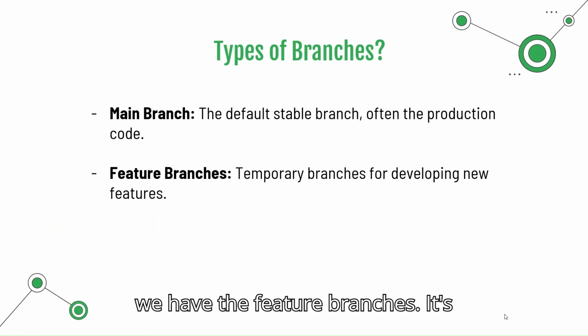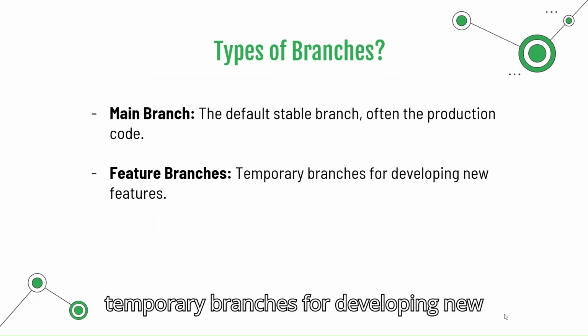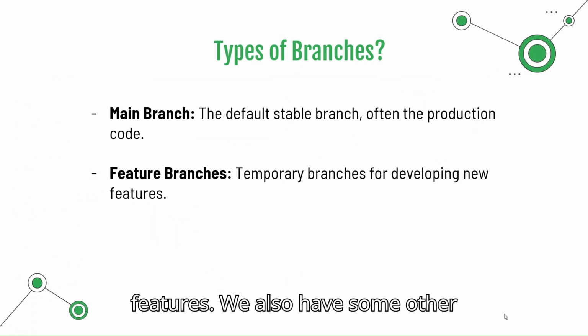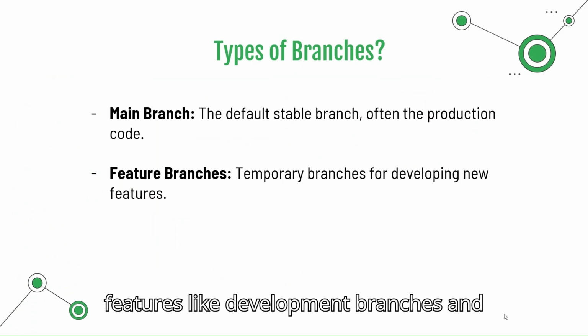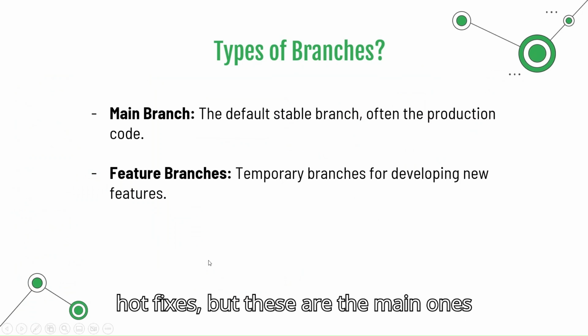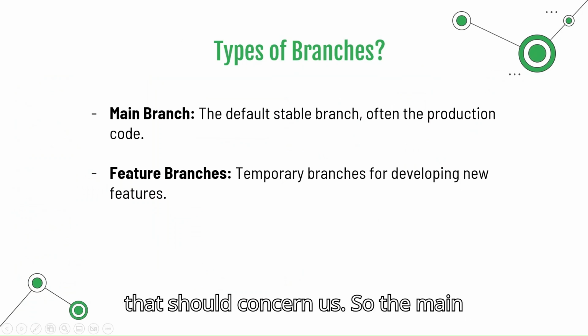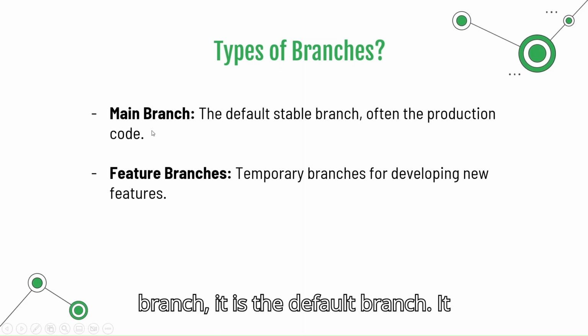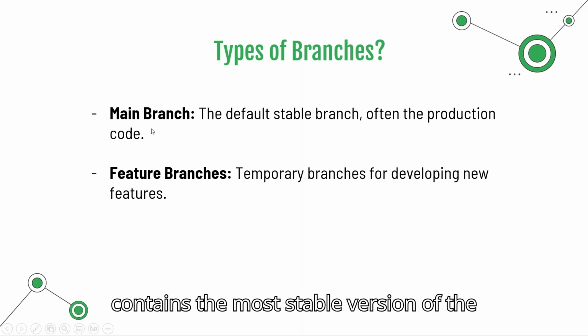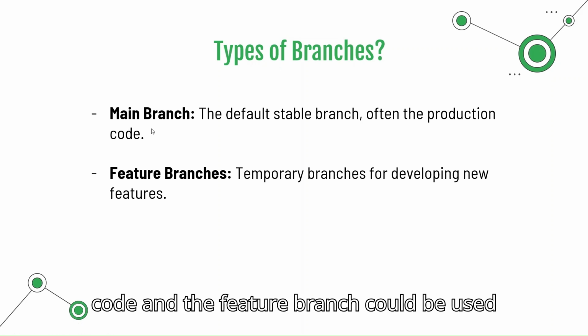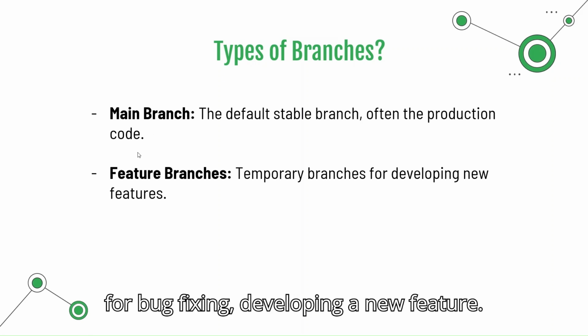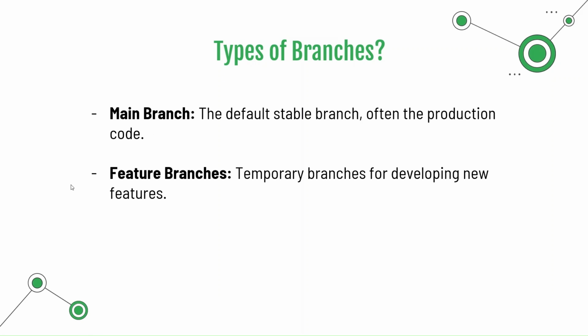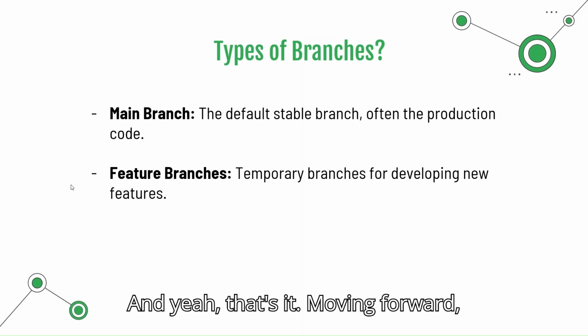And we have the feature branches. They're temporary branches for developing new features. We also have some other types like development branches and hotfixes, but these are the main ones that should concern us. So the main branch is the default branch. It contains the most stable version of the code, and the feature branch could be used for bug fixing, developing a new feature, and yeah, that's it.